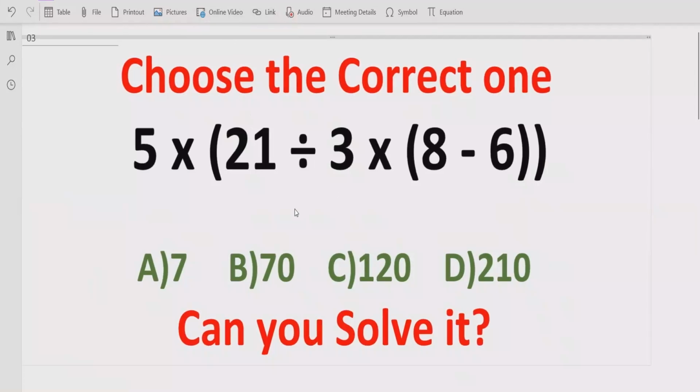Today we will solve another quiz which is related to arithmetic expression. The quiz contains the basic operations: multiplication, division and subtraction. So we have to solve this quiz using the PEMDAS and BODMAS method and find out the correct answer. In the answer list we have four answers: A is 7, B is 70, C is 120 and D is 210. So let's see after solving it which answer is correct.